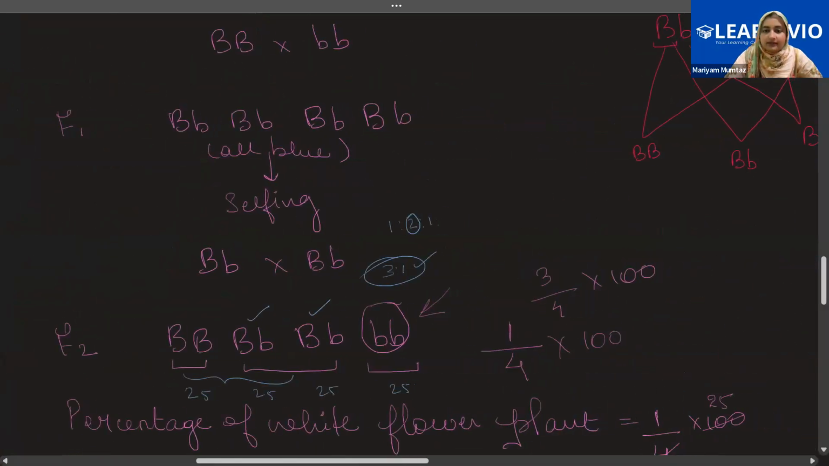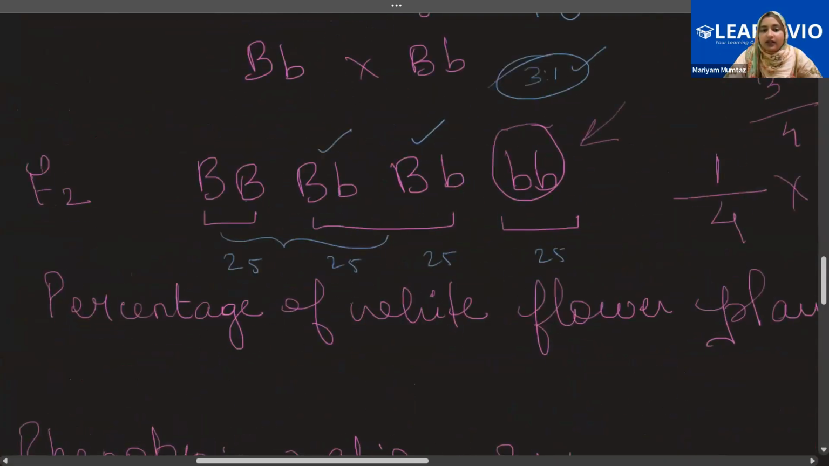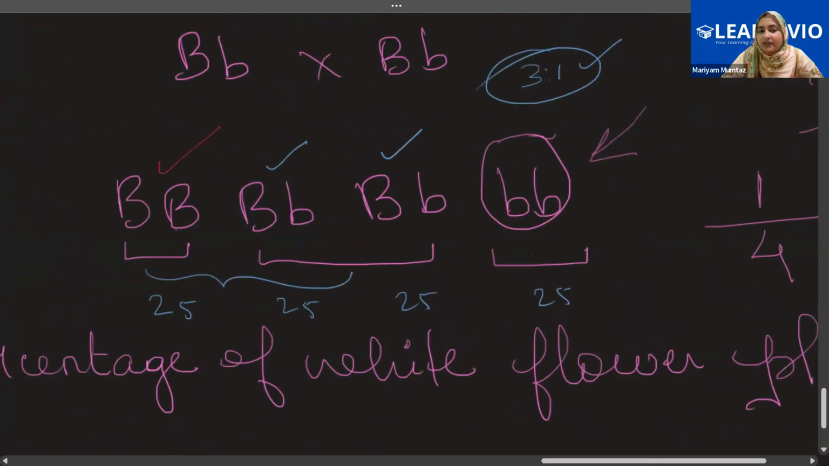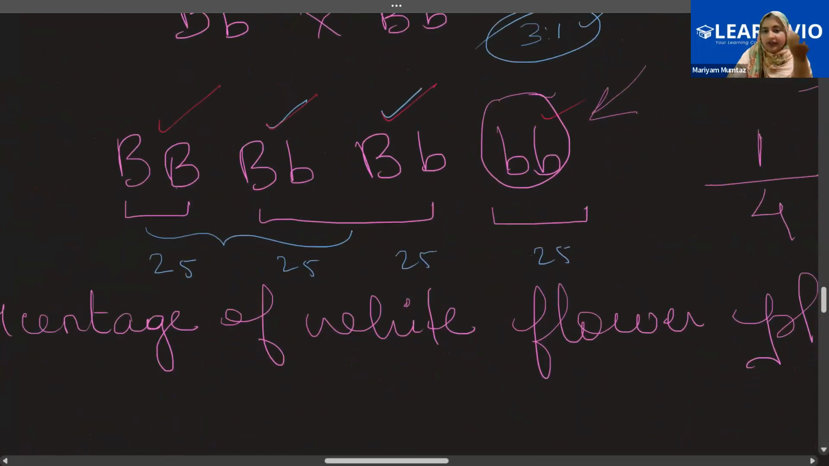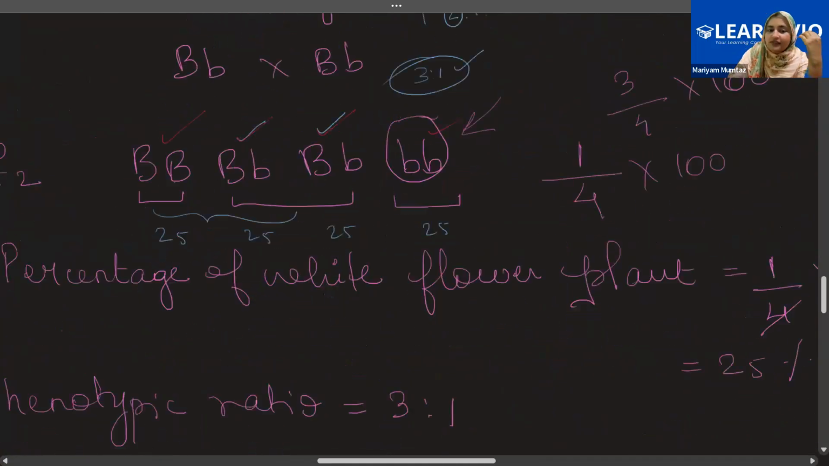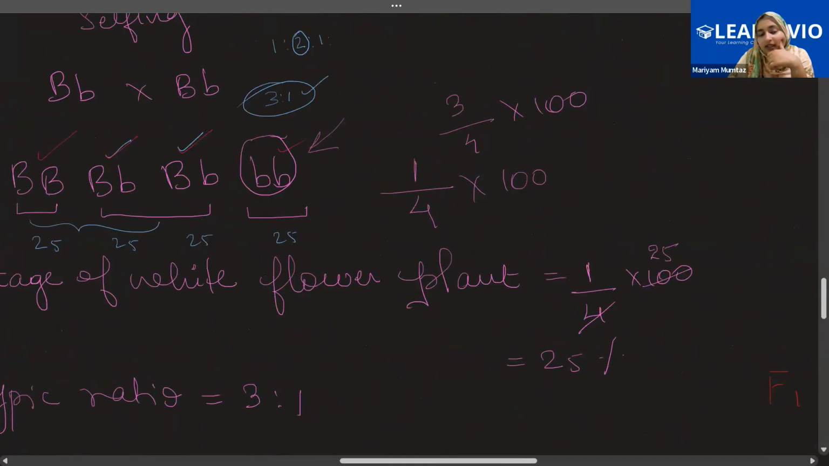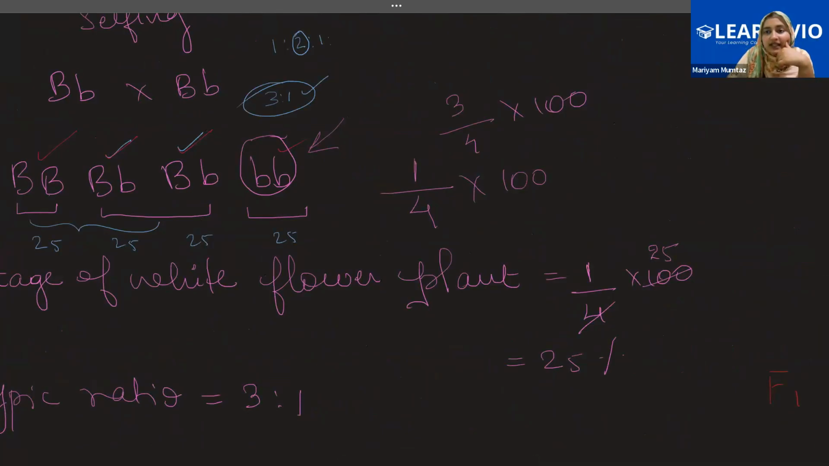No, dear. See, I'll tell you. This is what you've got in the F2 generation. Capital B, capital B, capital B, small b, capital B, small b, and small b, right? In order to find out the percentage in any situation, since they are asking about the homozygous recessive, how many of them are homozygous recessive? 1 upon the total number of gametes into 100. And that is how you're going to get 25%.